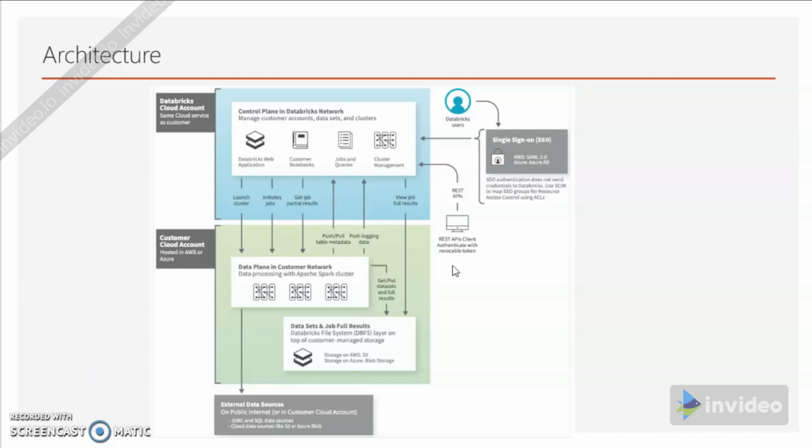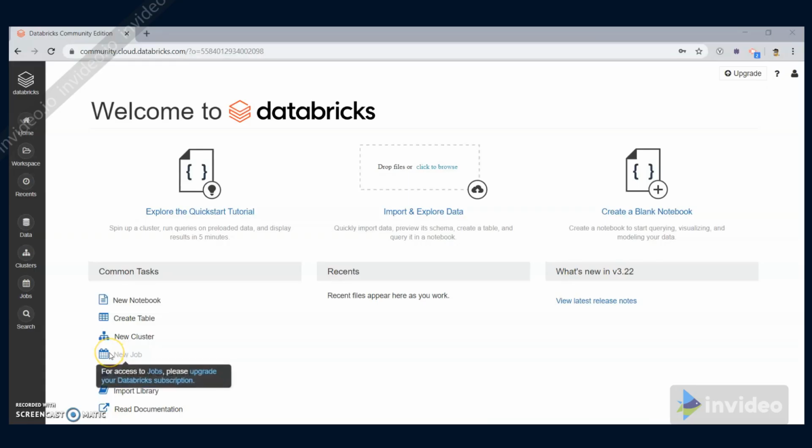Now let's talk about the single sign-on feature. There are two options for single sign-on: one is the AWS option and another is the Azure option. If you are using AWS, you can use SAML for single sign-on, and if you are using Azure, then you can use Azure Active Directory for single sign-on. So now that we know the Databricks architecture on a very high level, let's get started with the Databricks UI.